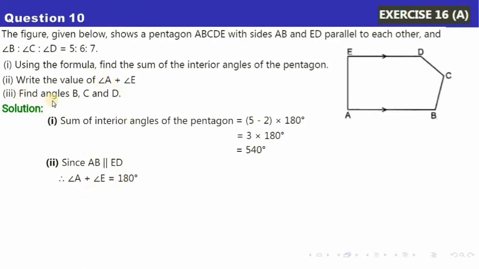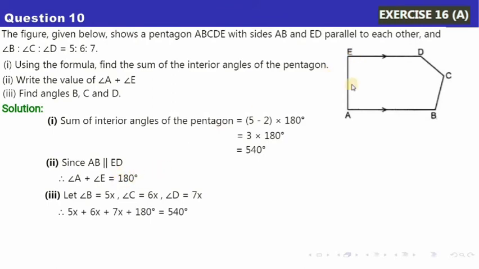Now the third one is angles B, C, D. We need to find their measure. Since they are given in the ratio 5:6:7, we can consider B to be 5x, C to be 6x, and D to be 7x. Now let's find the total. This is 5x plus 6x plus 7x, and B, C, D are taken. Now A and E, if you add them, this is 180 degree.